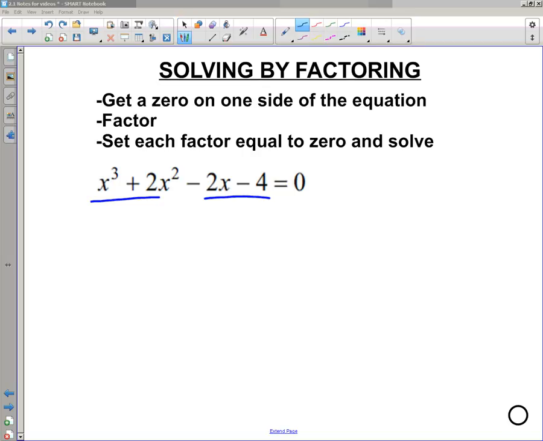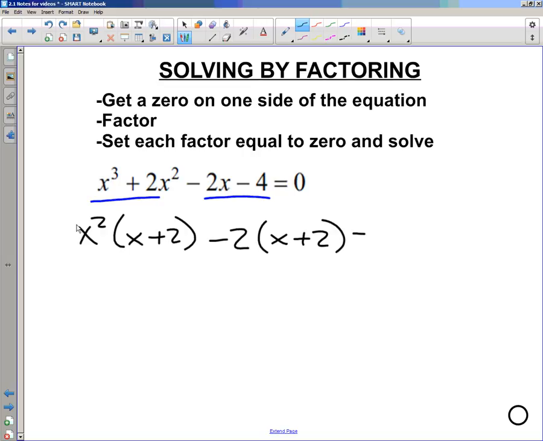So the first 2 terms, we've got a GCF of x squared that we can pull out the front. That's going to leave us with an x plus 2. In the second set of terms, we can pull out a 2. And I'm actually going to pull out a negative 2 from this, because when we do factoring by grouping, we want the thing that's left over inside the parentheses to be the same for both of those groups. So in order to get the x plus 2 again, I have to pull out a negative 2.